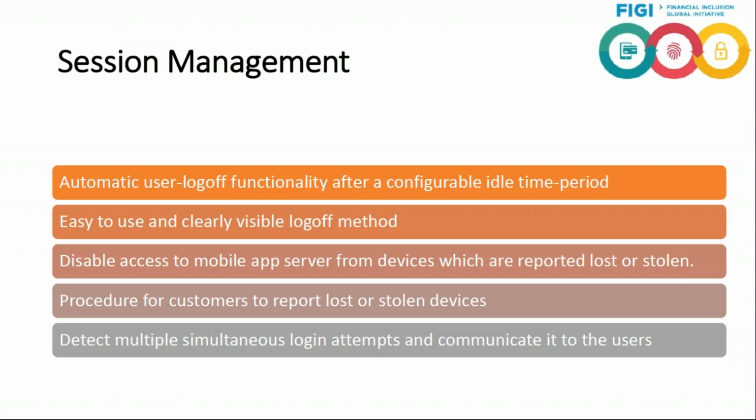We are also advising the regulated entities to disable access to the mobile app server from devices which are reported stolen or lost. So if your device is lost or stolen, you have to report that to your bank, just like your credit card, so that the bank can mark this device in their servers as stolen and disable access through it. So there has to be a policy and a mechanism in place for the customer to communicate to the bank that his device is lost or stolen.